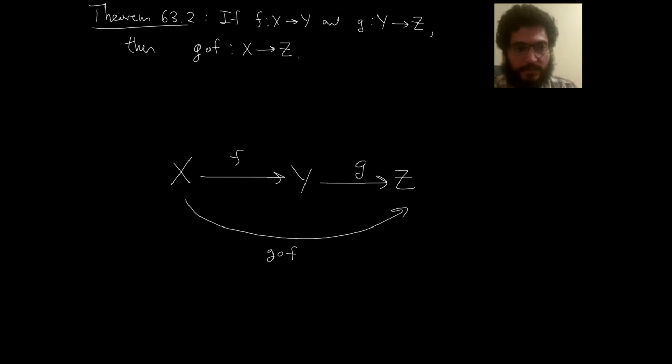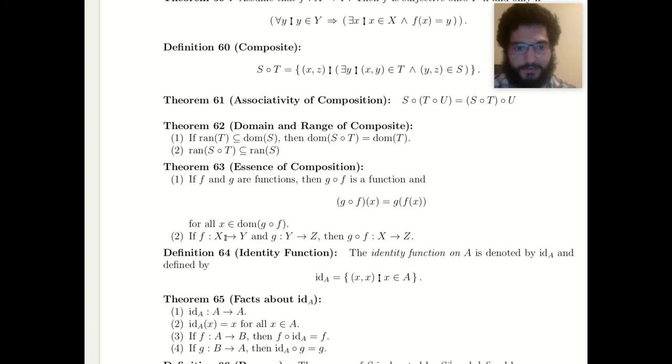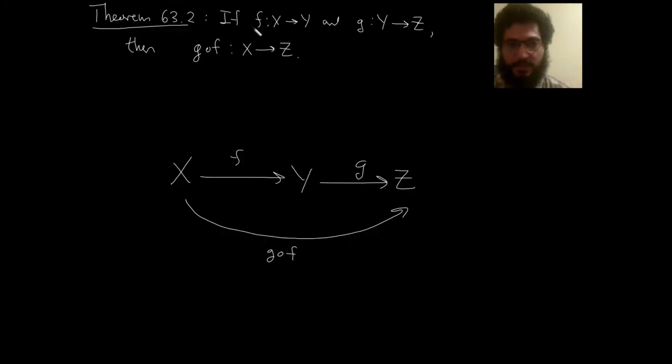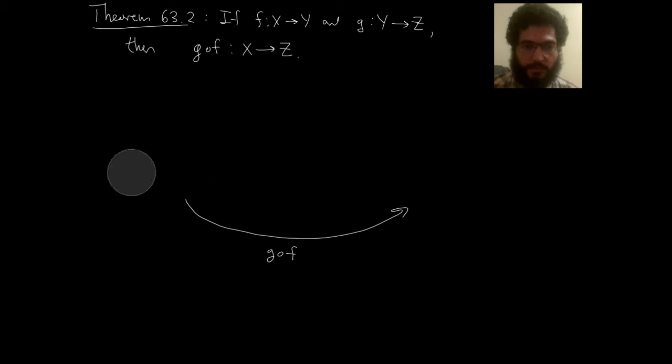So here's theorem 63.2. This is the other part of essence of composition, part 2 here. It says if you have f mapping x to y and g mapping y to z, which I like to depict in this form, which is kind of more visual. F takes you from x to y, g from y to z. Then the composite, which is written in this annoyingly backwards looking way, g composed with f, takes you from the beginning all the way to the end. So let's prove this one.